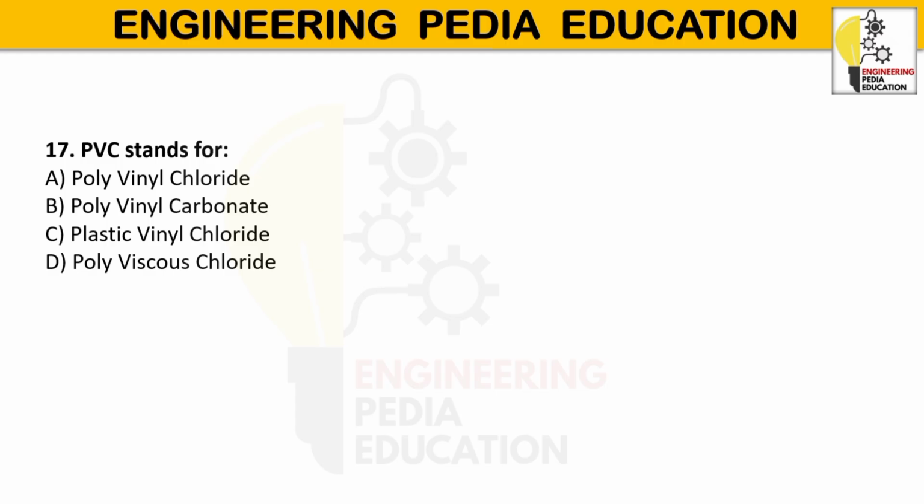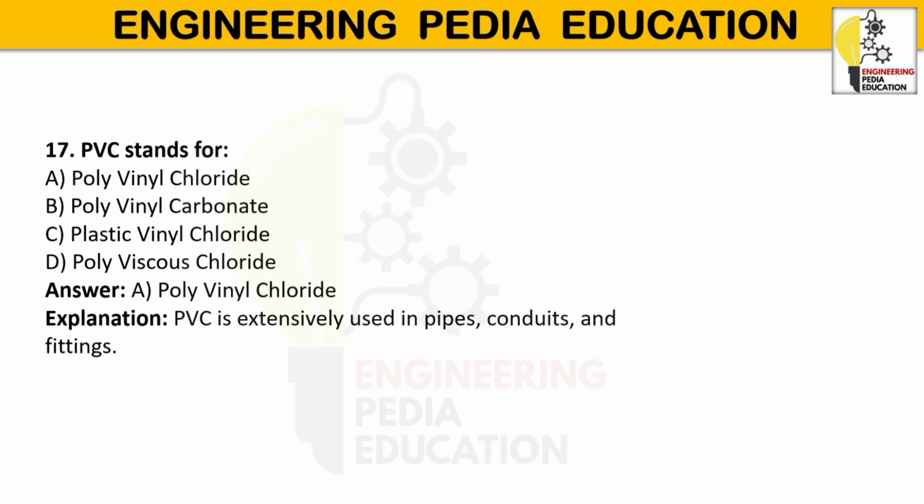PVC stands for polyvinyl chloride, polyvinyl carbonate, plastic vinyl chloride, or polyvinyl chloride. So the correct answer is A. PVC is extensively used in pipes, conduits, and fittings. PVC is one of the most widely used thermoplastic materials in the world, as we discussed. It is manufactured from vinyl chloride monomers through a polymerization process.